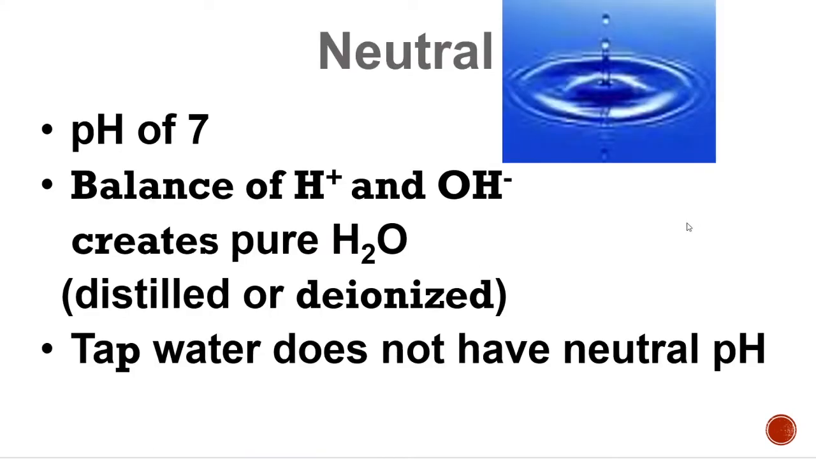So what does neutral mean? Neutral pretty much means that at a pH of 7, it's absolutely balanced with hydrogen and hydroxide ions, an even amount. And it creates pure water, distilled, or we can also call it deionized, which means it has no other ions in it. Tap water, like I just mentioned, does not have a neutral pH because it has other ions in it.